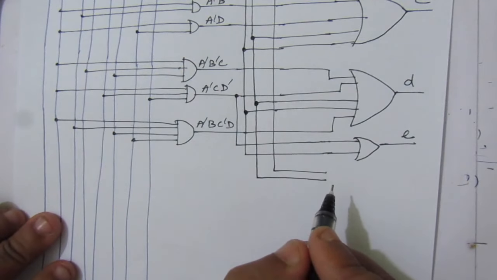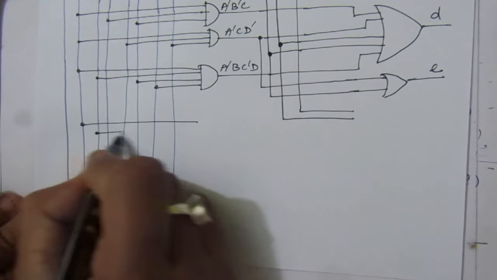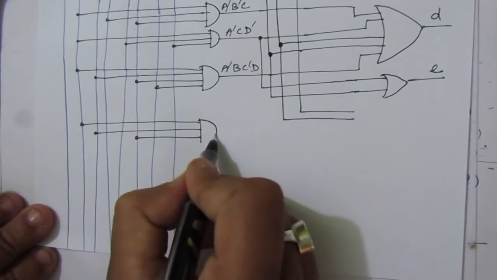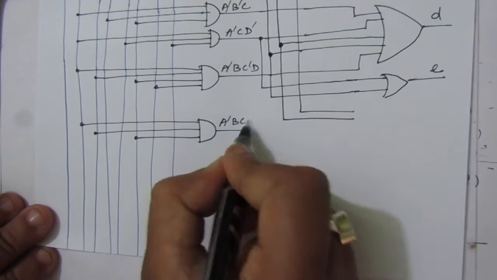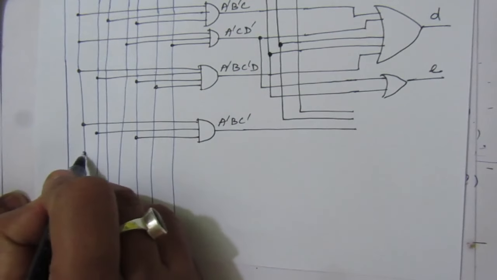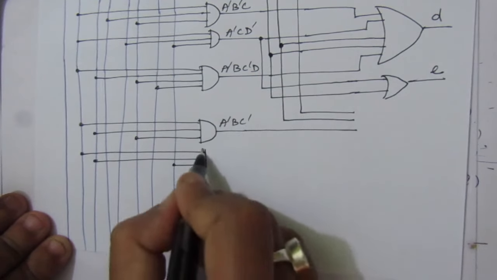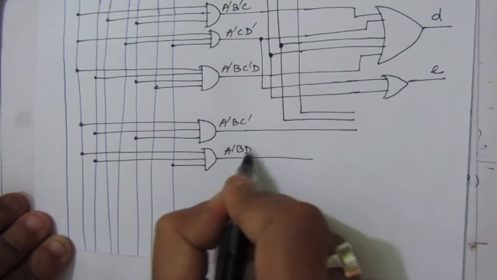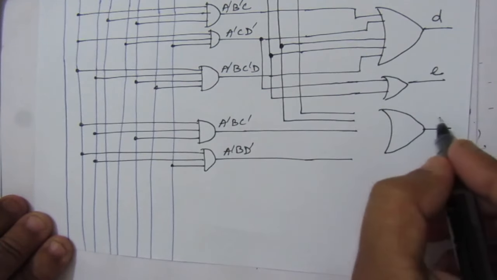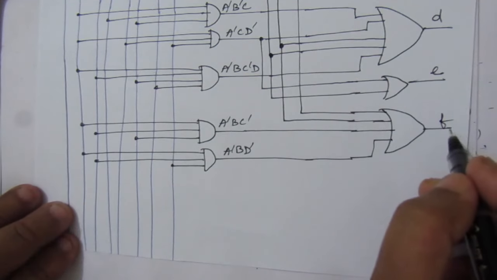So we have got these two, and then we have a bar b c bar. So c bar is this line. A bar b c bar. So this will be the third input, and the fourth input is a bar b d bar. So here we will get a bar b d bar. Okay, so these are the four inputs of this OR gate. So here we will get f. Okay, so up to small f we have completed.